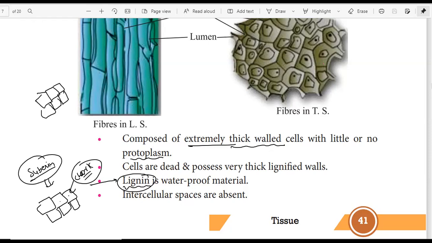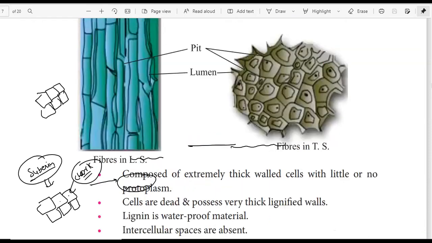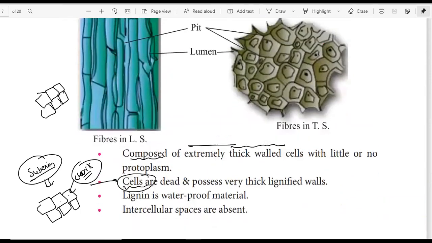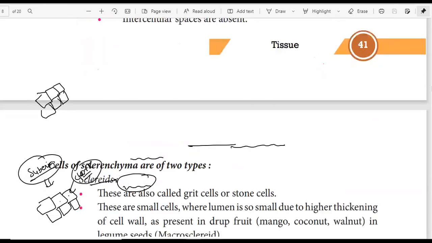Like we say that coconut husk is made up of this type of tissue. Also the walnut that we have, its hard shell is also made up of this type of tissue. So we can understand that the coconut husk or the hard shells of dry fruits are made up of this type of tissue that is called sclerenchyma. So now you understand the function of sclerenchyma tissue.